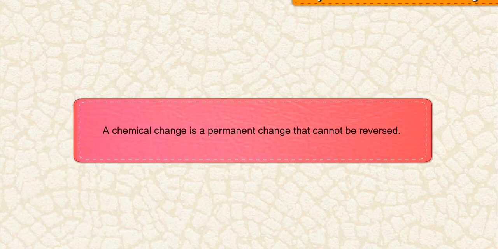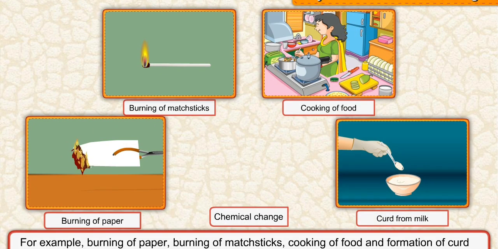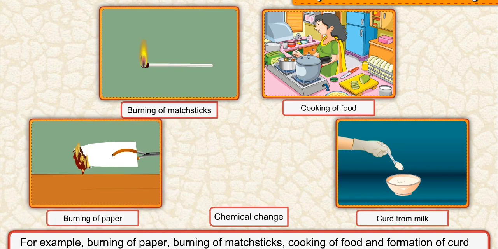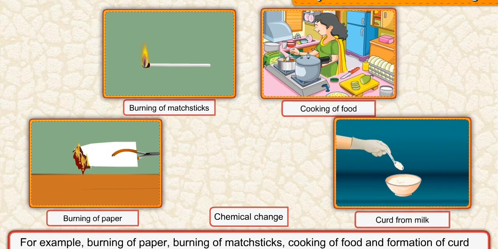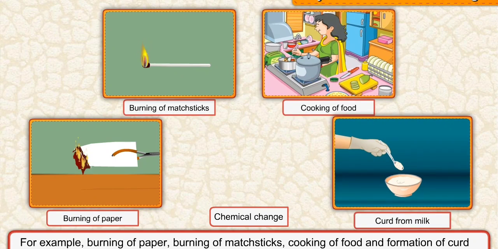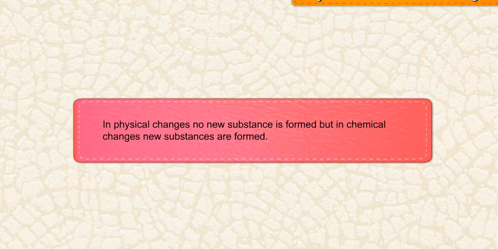A chemical change is a permanent change that cannot be reversed. For example, burning of paper, burning of matchsticks, cooking of food, and formation of curd from milk are chemical changes. In physical changes, no new substance is formed, but in chemical changes, new substances are formed.